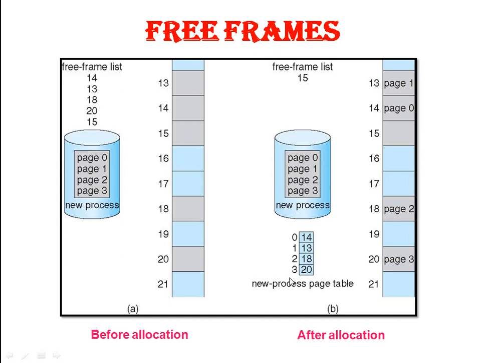Next, we shall see what are free frames. Whenever a process arrives for execution, the process is divided into pages. A process is expressed in terms of pages. Now here, if you see a new process, assume process P1. This process P1 is divided into 4 pages, that is page 0, page 1, page 2 and page 3.